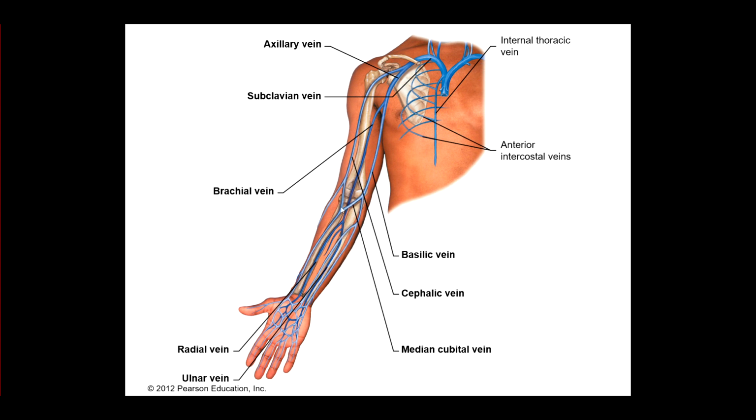Again, the three I need you to know. All of this here, cephalic, like that. On the medial side, all of this here, on the inside, basilic, and then connecting the two, median cubital vein. All right, so again, on this picture, the lighter colored blue is the superficial veins. The deeper veins are the darker blue.